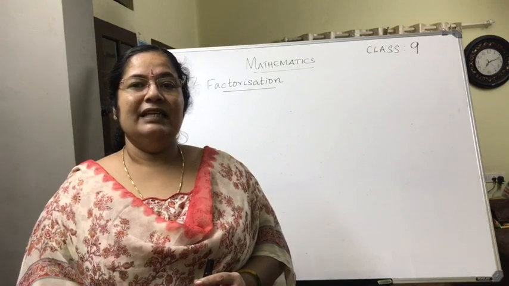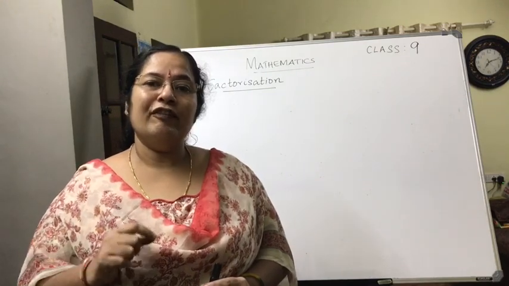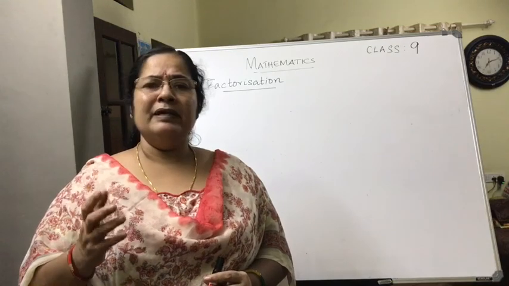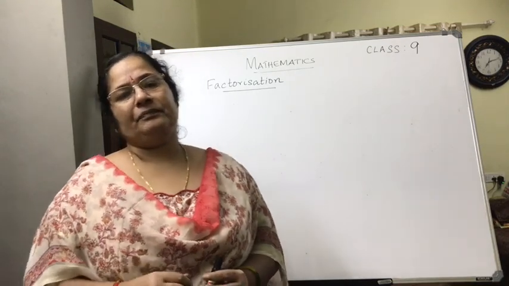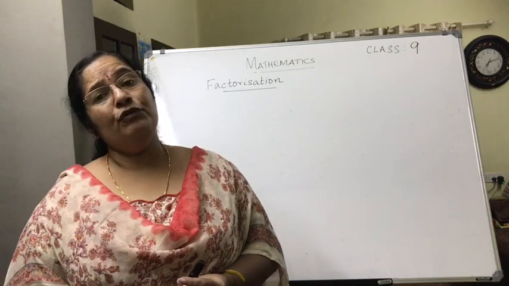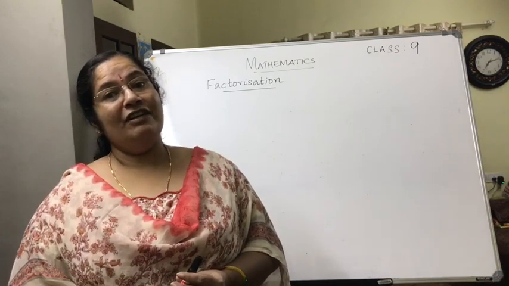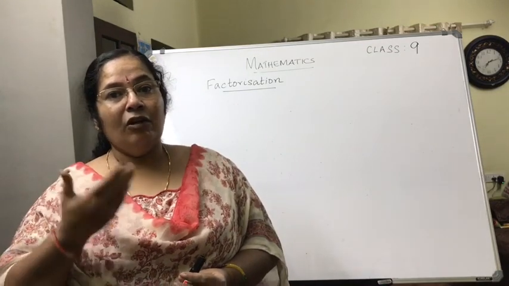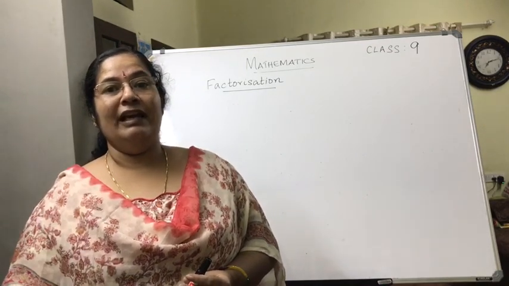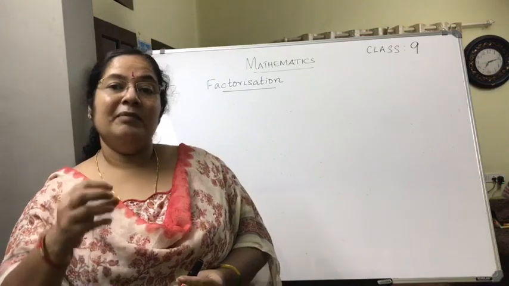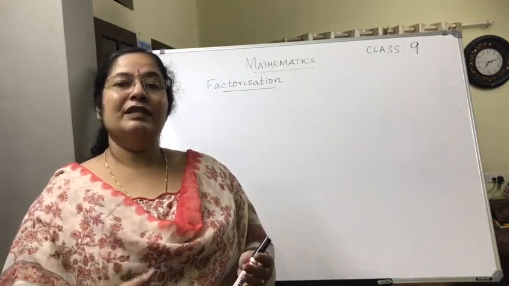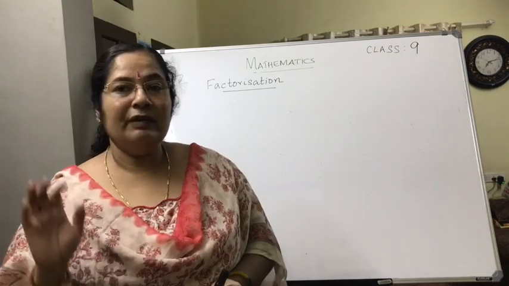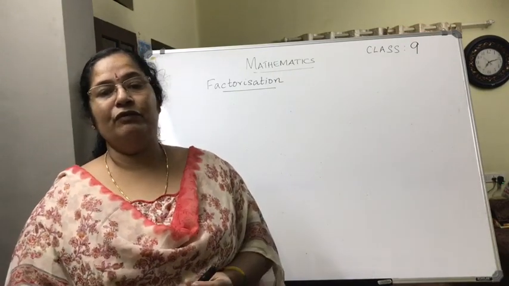Factorization means the process of finding factors. See, suppose you are having a number 15. What are its factors? How do you find the factors? In class 6 we have learned. How did we find the factors? We'll be going on dividing 15 with all the numbers from 1 to 9 and then see in which case the remainder becomes 0. So all those numbers where the remainder becomes 0, both the divisor and the quotient will be the factors. That is how we are finding the factors.